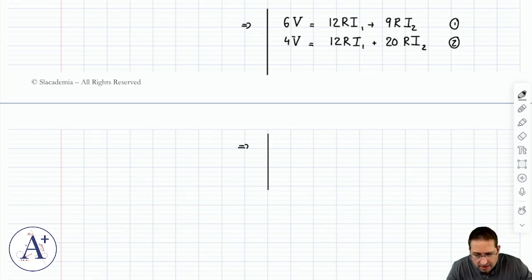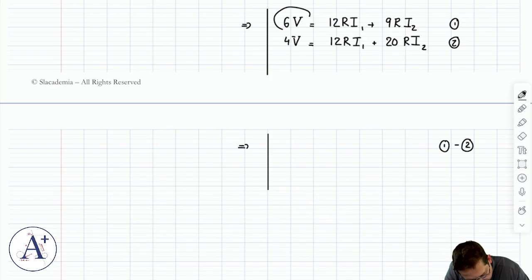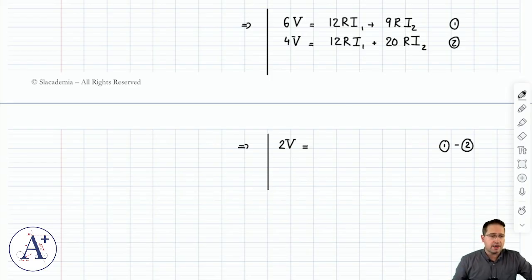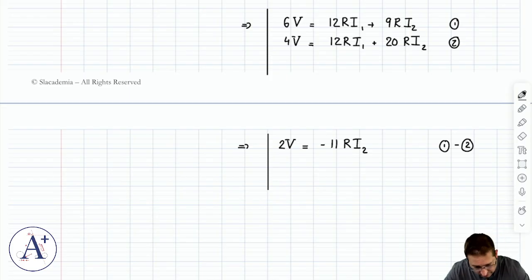Okay, so let's say I take 1 and I subtract 2 from it. Well then I'm going to get 6V minus 4V is going to be 2V. Then 12RI1 minus 12RI1 gets knocked out. That was the whole point. And then 9RI2 minus 20RI2 is going to be minus 11RI2. Okay, so the nice part is I only have one unknown now. That's I2. It's easy to find.